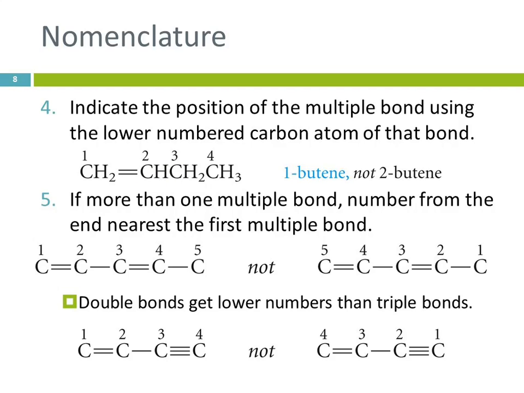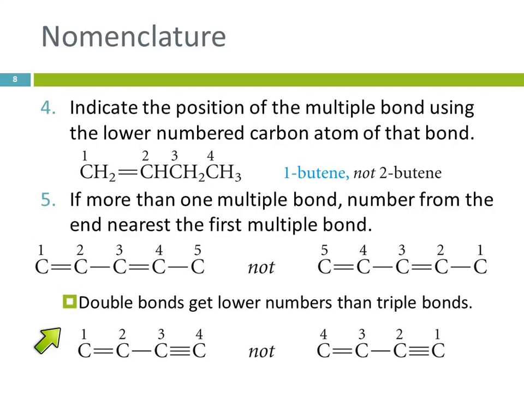If we have more than one multiple bond, again, we're going with the lowest numbers. So this one has a double bond on the end, and so we want to number from the end closest to the double bond. We don't want to number the other way. This would be 2 and 4. This is 1 and 3, and so that's preference.